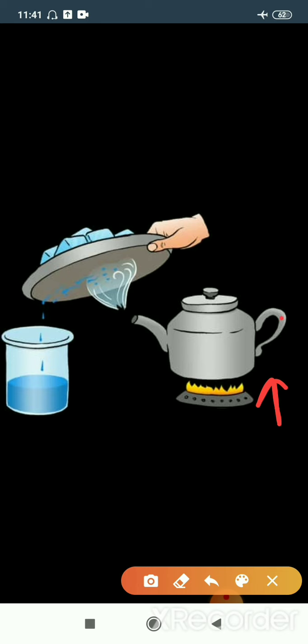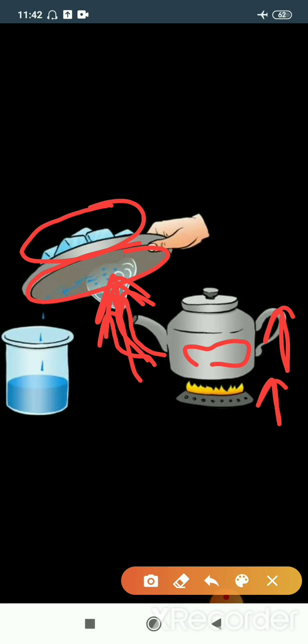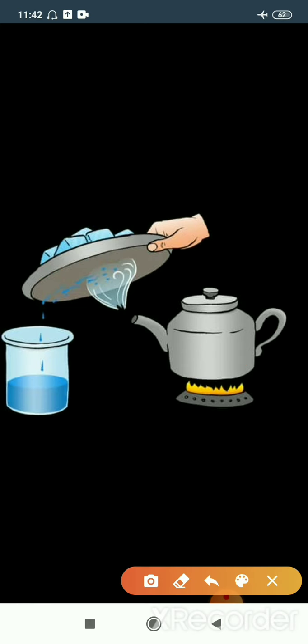Now with the help of the heating process, the water releases vapors. These vapors are released on this side. Now with the help of this plate, these vapors are condensed over here. Condense means these vapors will become cold here, because we had kept ice on the plate. So with the help of the condensation process, this vapor converts into small, tiny droplets.